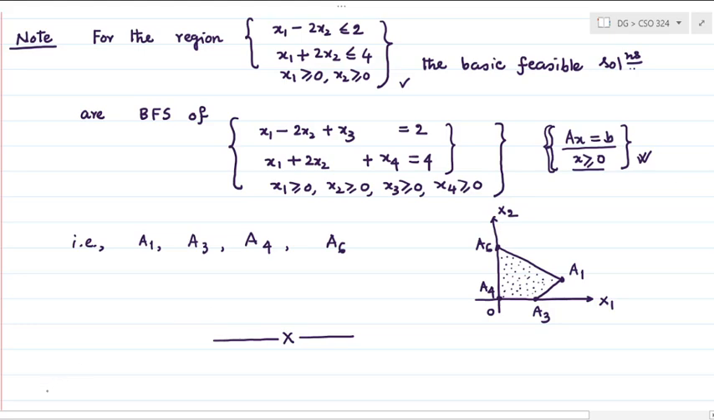Fine. Convex sets in, obviously, n-dimensional Euclidean space. That will be the topic of discussion in the next lecture.